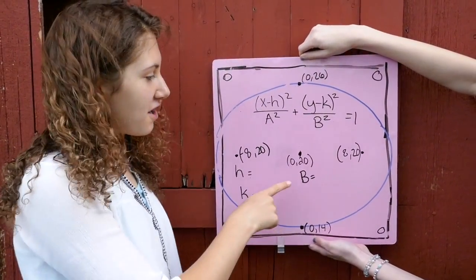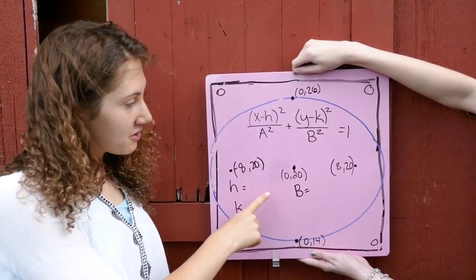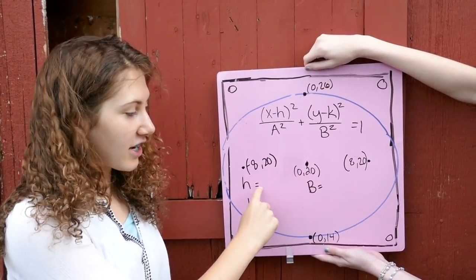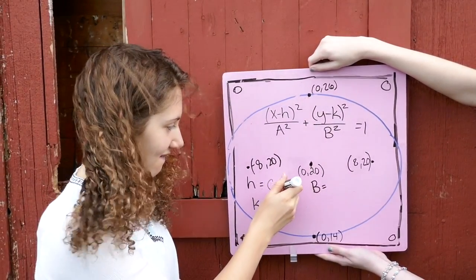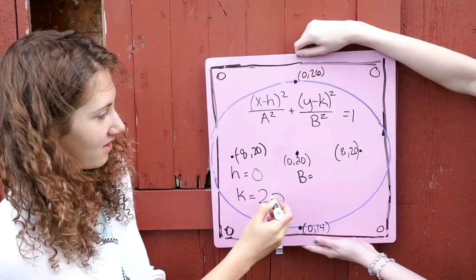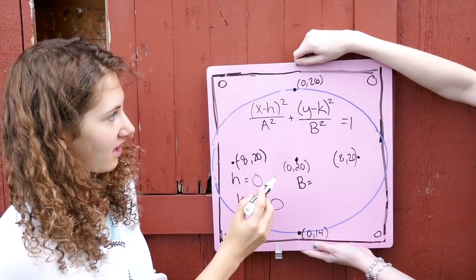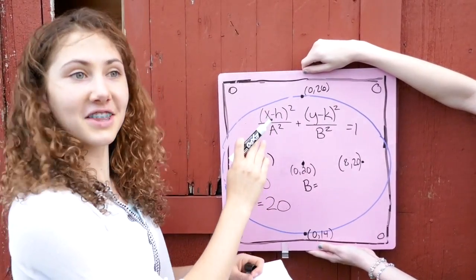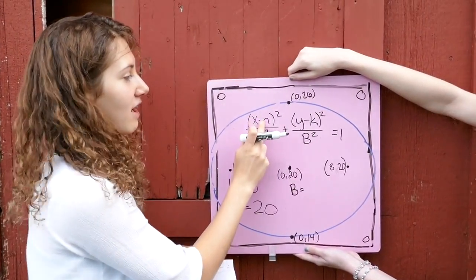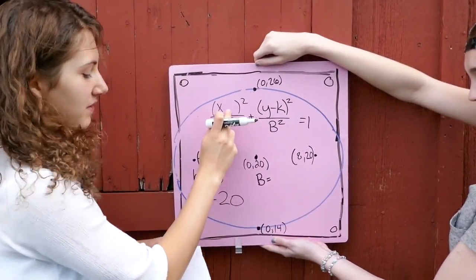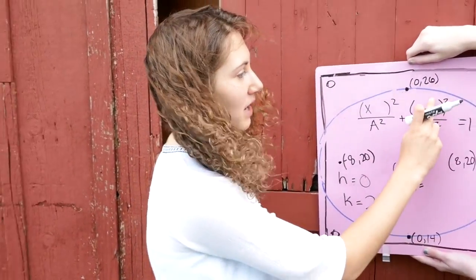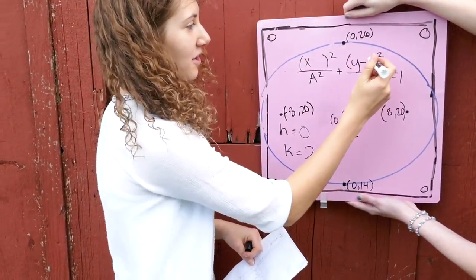From our center, we can get our h and k values. The center is 0,20, so that makes our h value 0 and our k value 20. From here, we can plug this into the equation. So we'll just have x squared, because you don't have to subtract anything if it's 0. And then we'll have (y minus 20) squared.